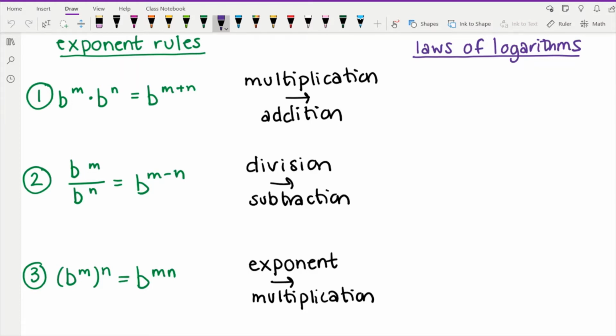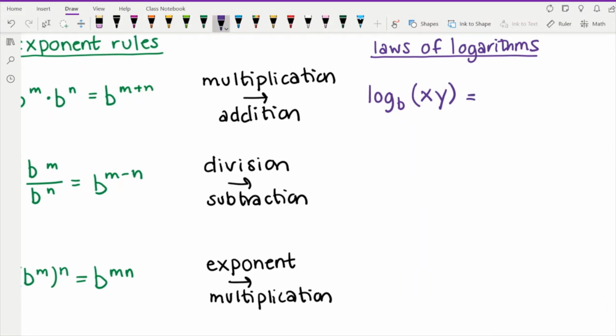Okay, so first logarithm rule. All of these are going to be true for a log with any base. So I'm just going to write them as log base b, but it could be ln, it could be log base 2, it could be whatever logarithm. So if you're taking a logarithm of a product of two numbers, so I'm going to write that as x times y.